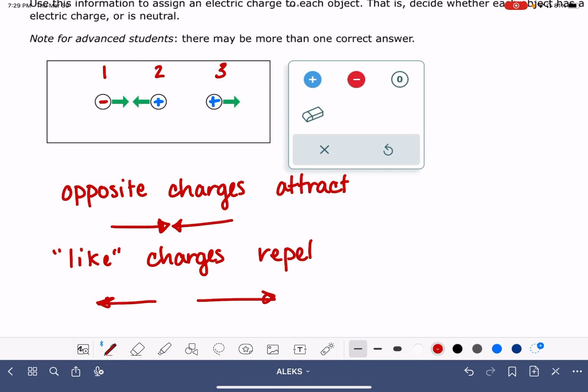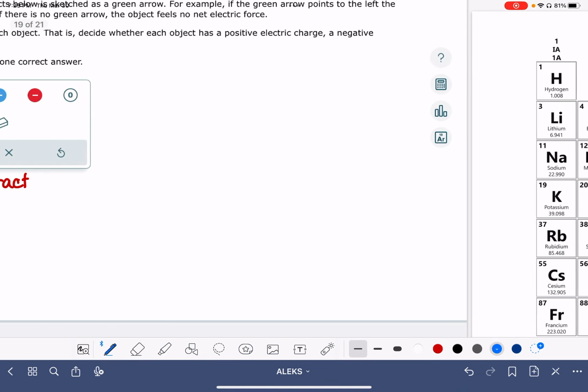Now, I do want to point out that we could have approached this differently. We could have said that objects 2 and 3 were both negatively charged, and object number 1 is positively charged, and ALEKS is going to accept either one of those as the correct answer. So let's look at another version of this problem.